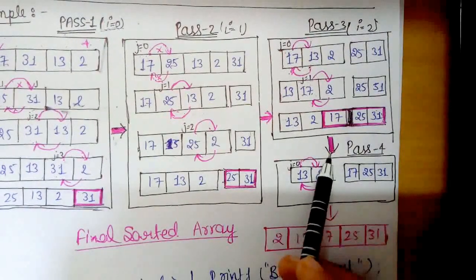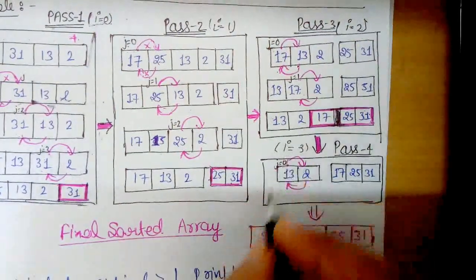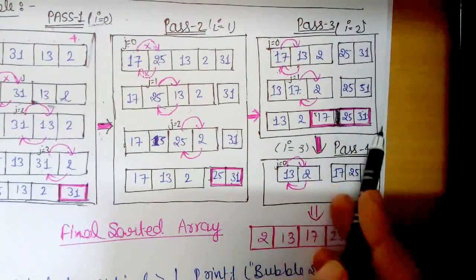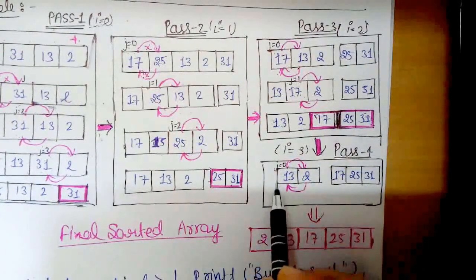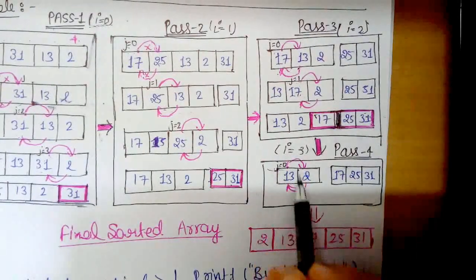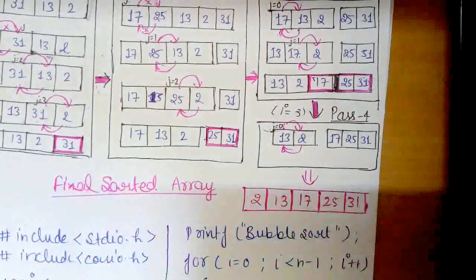Now we will go to pass 4. In pass 4, what is the I value? I value is 3. Now we have a sorted array, and we are left with this array. So this loop will run only one time, and it will swap the values. So we will get the final sorted array.